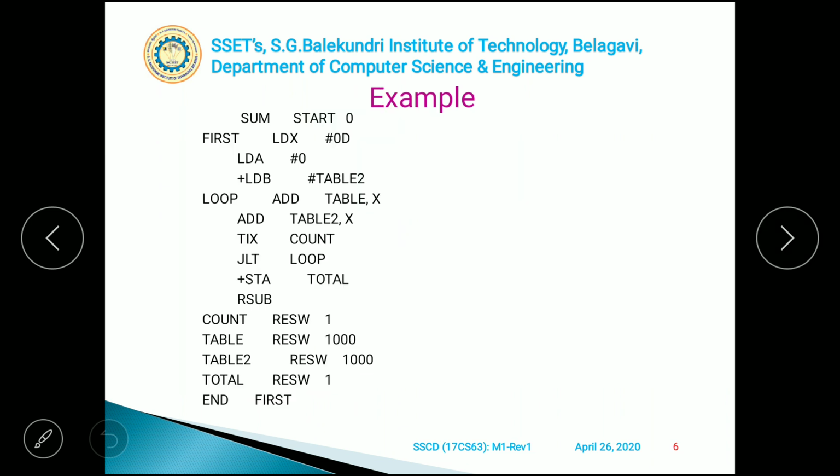Now come to an example. This is just an example where you are using two tables or two arrays, each with 1,000 words, and then you are going to add the contents of those, and store the result in a final result, that is total. That's the problem.